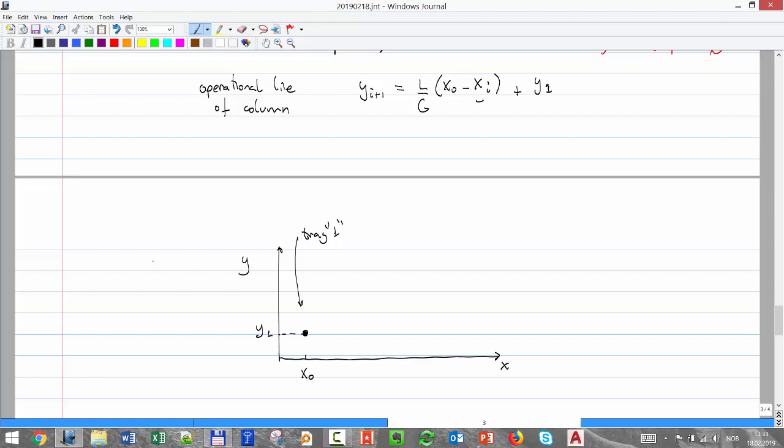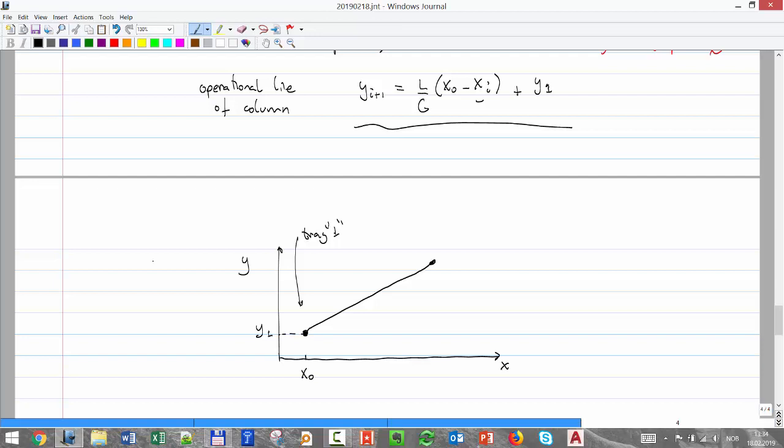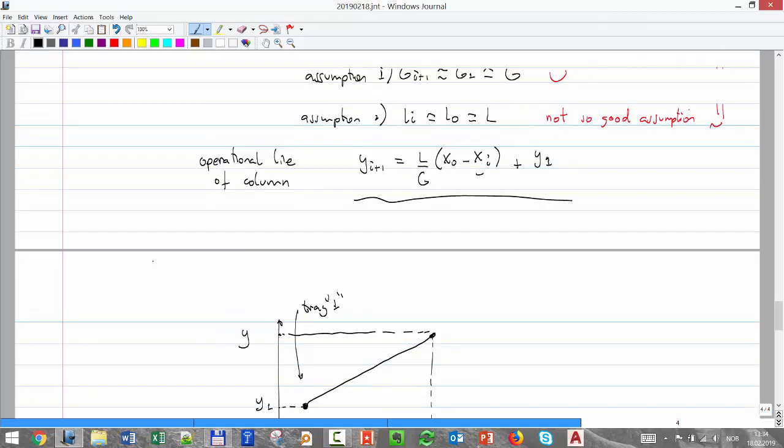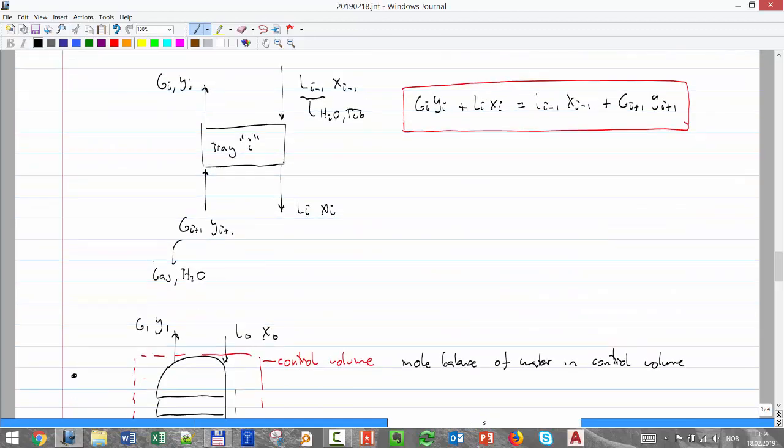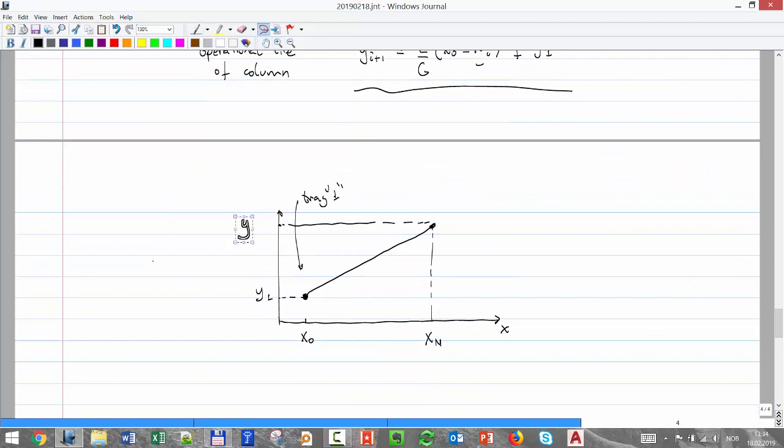Therefore, what is this equation? It's a straight line. It goes somewhere like that, all the way to the last tray, which is Xn. And what value should it mark here? Xn is what's coming from the last tray, and then the gas coming into the first tray is Yn plus 1. So now we see why we are going to use this line.